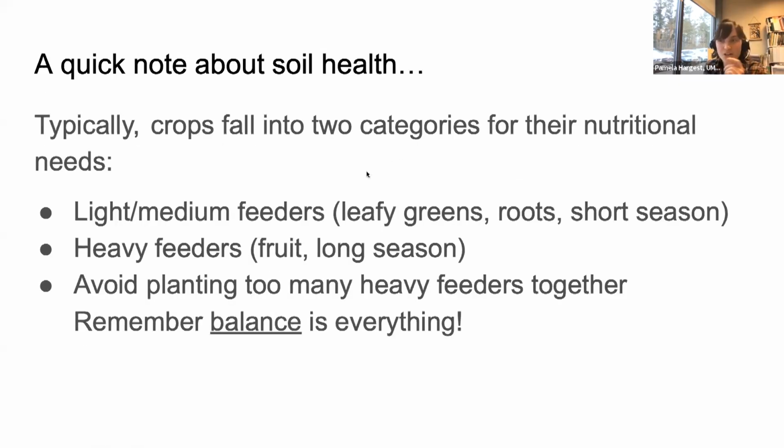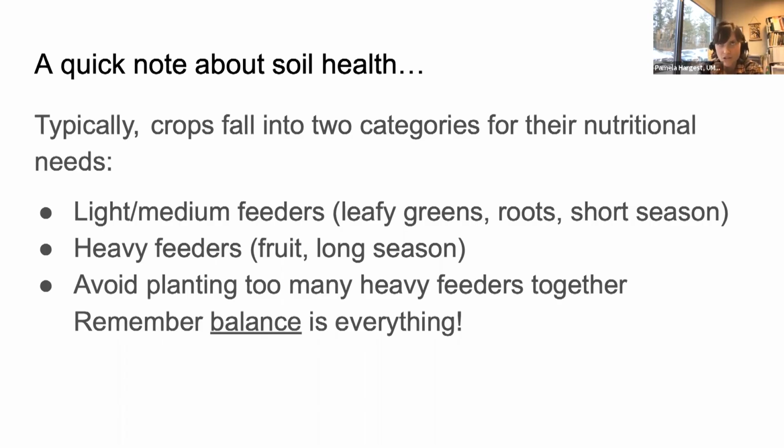And of course, a quick note about soil health. So I had mentioned nutritional needs, and I like to simplify this idea. If you're a vegetable gardener and you're thinking, I have no idea what the nutrient needs of my vegetable crops are, you really don't have to think about it as a hard science.